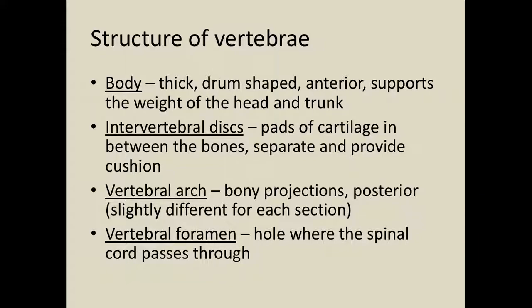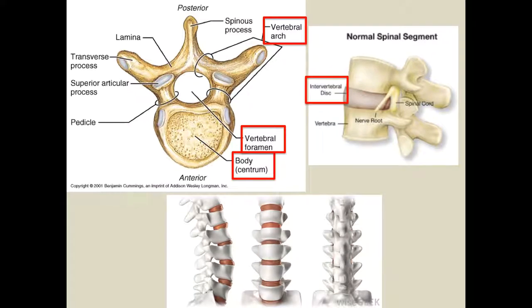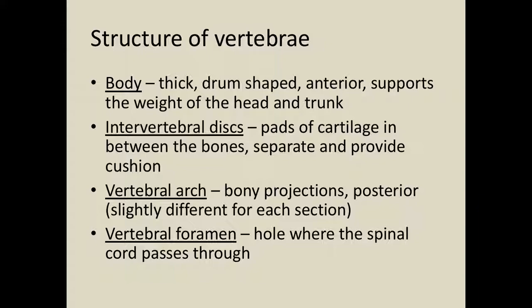And it is posterior in each section, so like the cervical section, the vertebral arches are a little different. The thoracic section, they're a little different. The bottom parts, they're a little different, but they're all there, just a little shaped differently. And there's the vertebral foramen, the hole. Foramen is the Latin word for hole or window. So it's the hole in the middle, and that's where the spinal cord passes through.